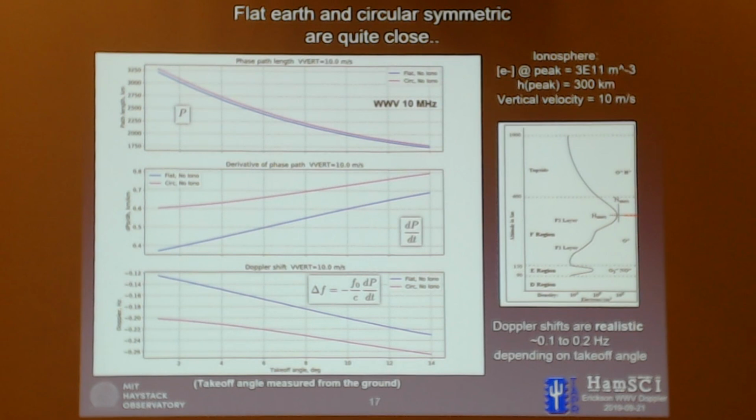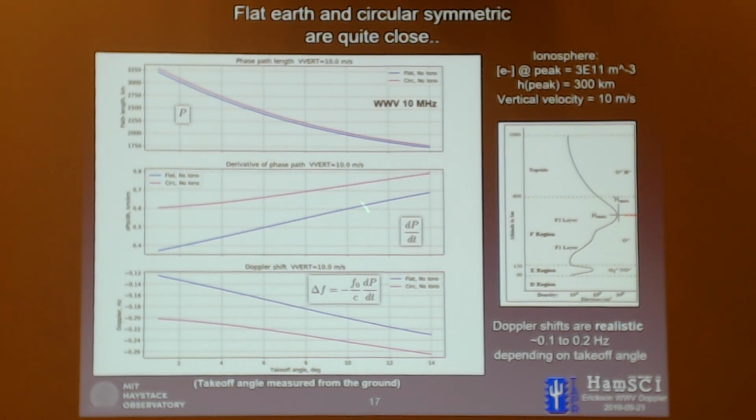Well, here it is in Python. WWV at 10 megahertz as a function of takeoff angle measured from the ground. Those of you who like to do DX know you want a low takeoff angle. That would be down here. This is in degrees, from 1 to 14 degrees. This is the phase path length, the thing that we're counting the wavefronts on. Of course, as you take off at a higher angle, the phase path gets less. The blue is the flat Earth, no ionosphere. The magenta is a circular, symmetric Earth, but no ionosphere.